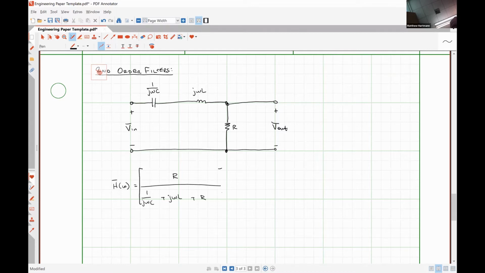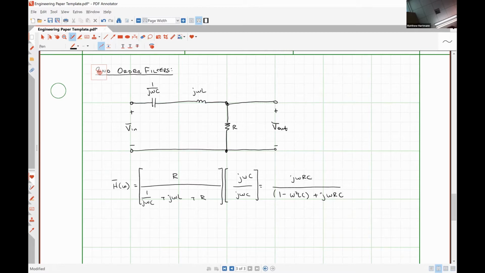And then we would divide both sides by V in, which is how we can get the transfer function directly. I'm going to simplify this by multiplying by a factor of j omega C, and so that's going to give me 1 minus omega squared LC plus j omega RC in my denominator, and then a j omega RC in my numerator. So that is my simplified transfer function.